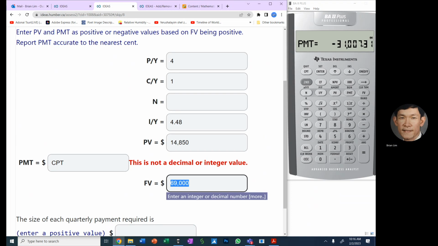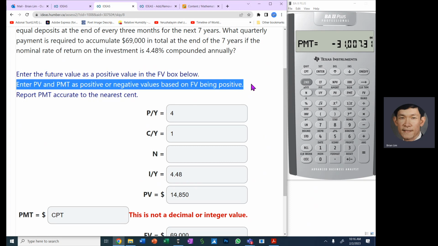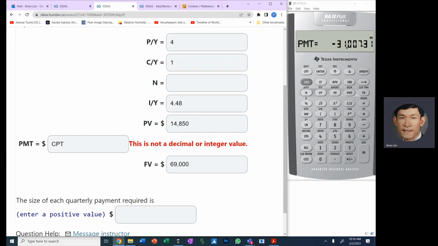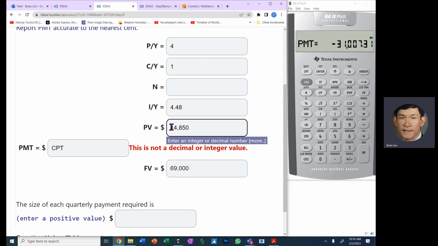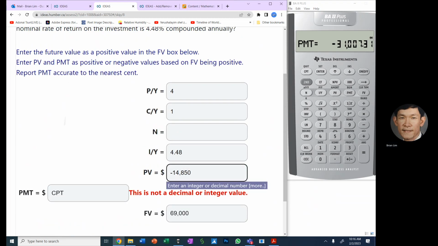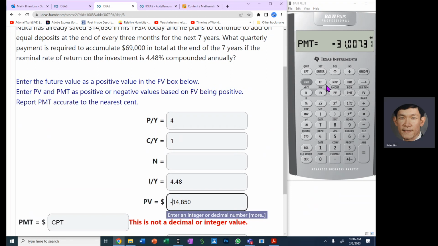That one is positive. Now we have to fix the present value and payment as positive or negative based on the future value being positive. The future value is positive as it is here, and that's what we're instructed to do, so the present value should be negative. Now we can do some calculations. We have enough information to start.